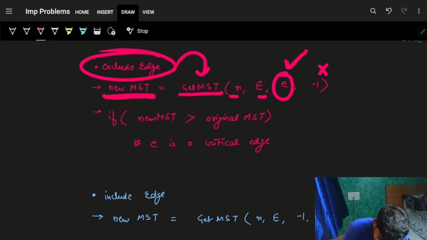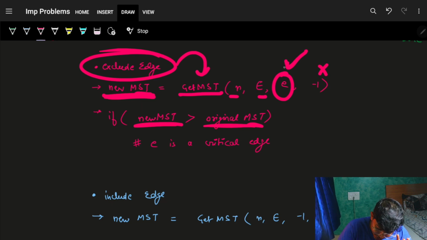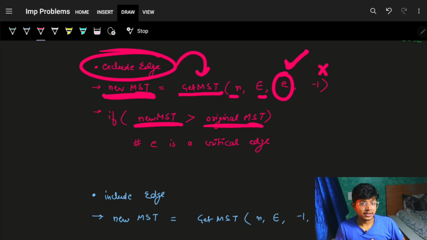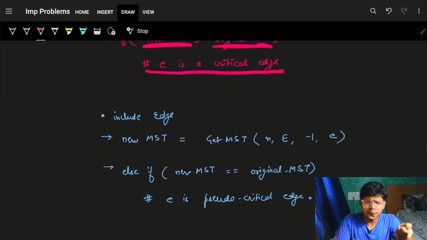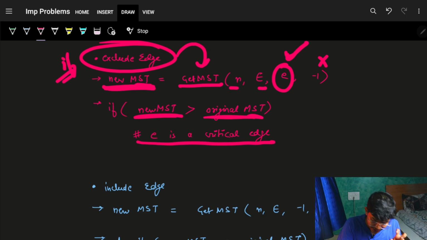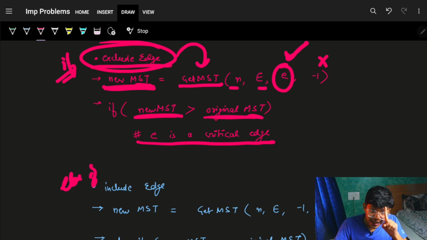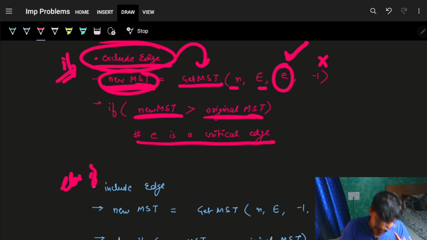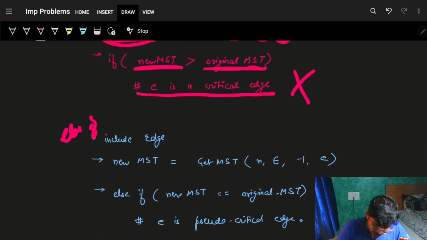Now, if the new MST weight is more than the original MST, which means excluding it hampered my MST weight, so it was a critical edge. If not, which means if I have tried excluding that particular edge and the new MST weight is the same as that of the original MST, it will not go here. It will go to the next else if.